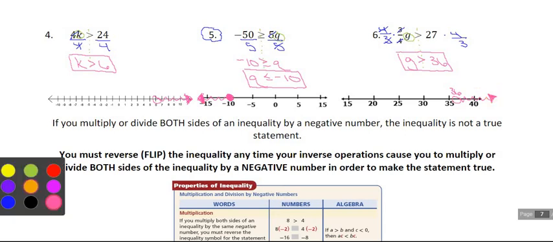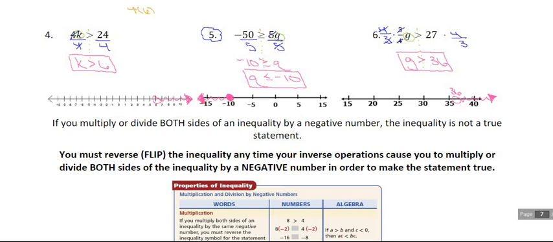A way that we can check our work, just as a reminder from the previous lesson, we can check our target number to make sure it's correct by plugging it into the original and pretending it's an equation. So if I take 6, plug it in for k, 4 times 6, does it equal 24? So yes, 24 equals 24.